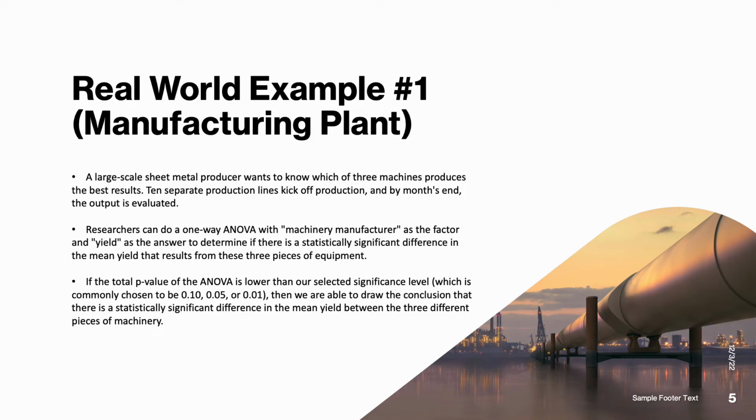If the total p-value of the Anova is lower than our selected significance level, which is commonly chosen to be 0.10, 0.05, or 0.01, then we are able to draw the conclusion that there is a statistically significant difference in the mean yield between the 3 different pieces of machinery. After that, we will be able to discover exactly which pieces of equipment contributed to the highest mean yield by doing post hoc testing.